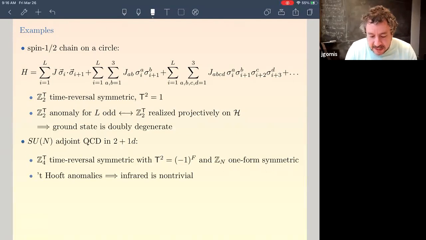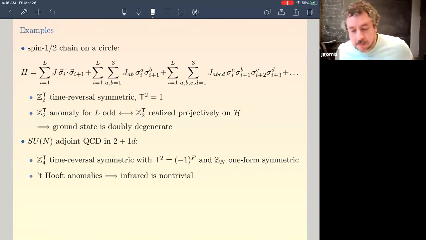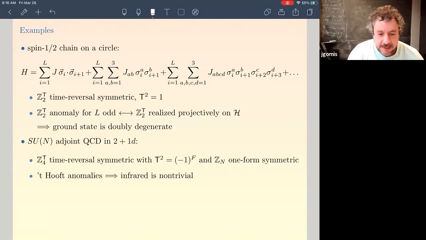And more sophisticatedly, it has a Z_N one-form symmetry. Essentially this Z_N is the subgroup of the center of SU(N). Now, something that is less trivial to show is that, because the theory is essentially free in the deep ultraviolet, this theory has 't Hooft anomalies for these two symmetries. So this immediately tells you that the infrared of this theory cannot be trivial.